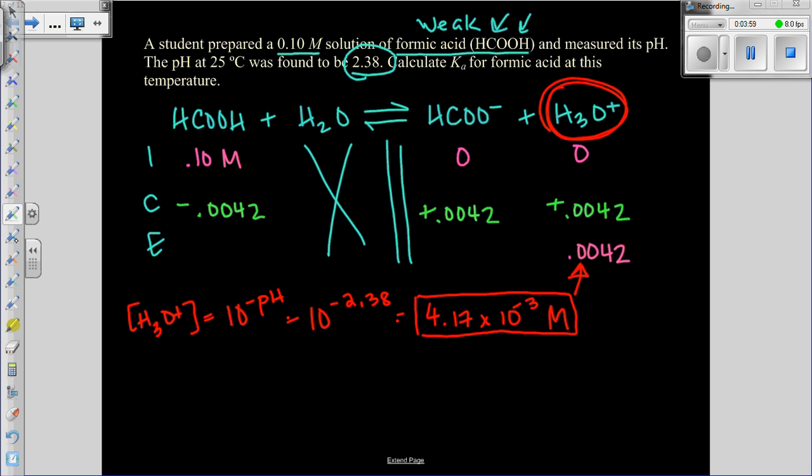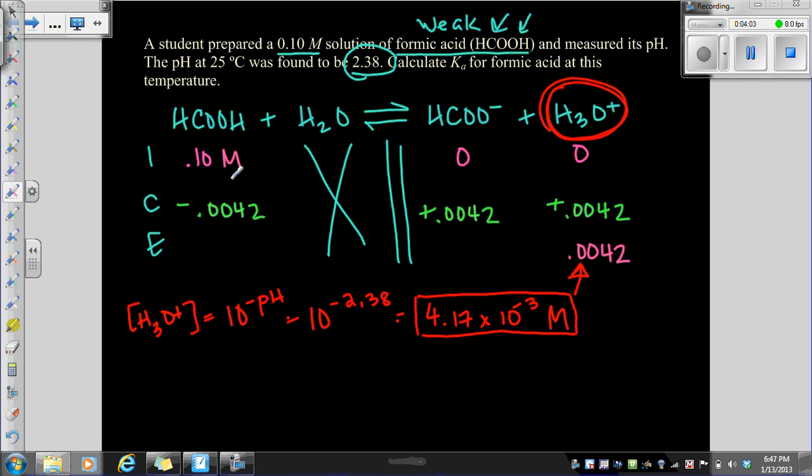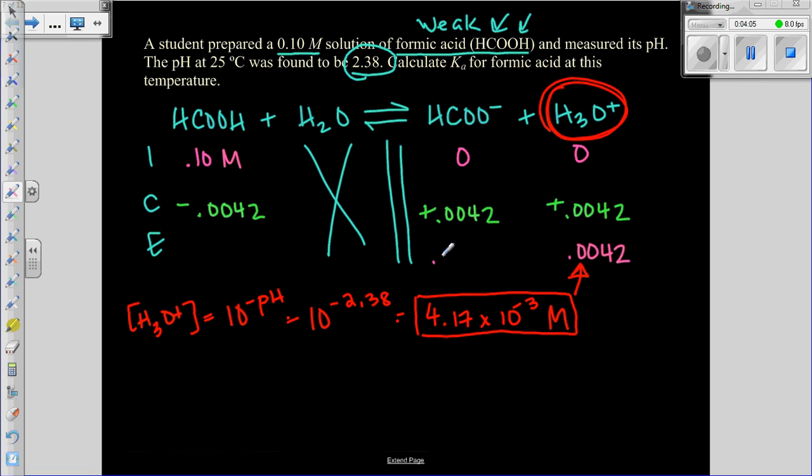So now what we can do is determine the concentrations of all of the other species. These are all molarities at equilibrium. So this is 0.0958 molar. Okay, now from this we can calculate Ka.